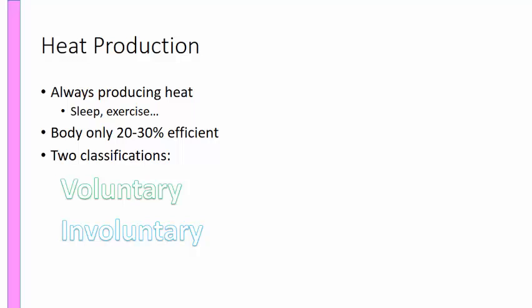Another involuntary heat production process is by releasing hormones. So we release catecholamines, norepinephrine, and epinephrine, and this is going to increase our metabolic rate. So we are going to go through metabolism a little bit faster, and that way we're going to be producing a little bit more heat.